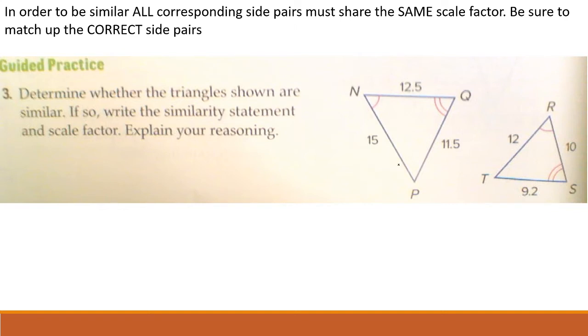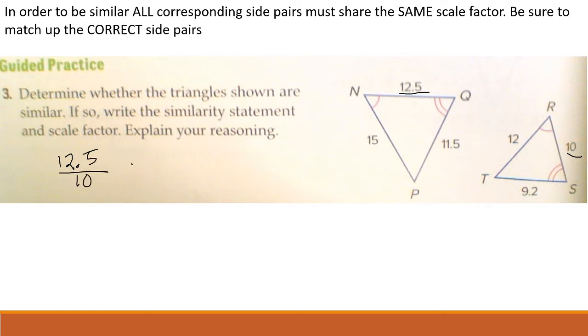Well, let's check. This 12.5 is between the single arc and the double arc. This 10 is between the single arc and the double arc. So those two should be corresponding. One way we can tell if they're similar is to match up their sides and see if we come out to the same fraction. So let's do that here. We're going to take 12.5 over 10.